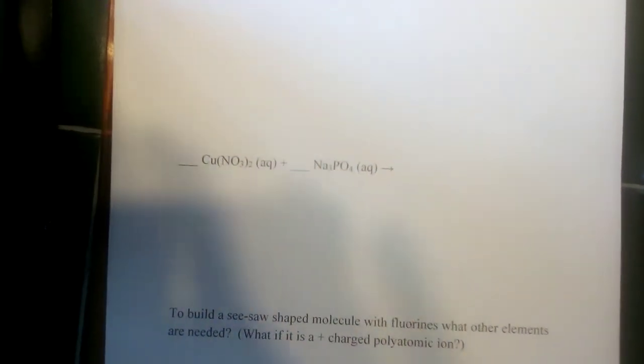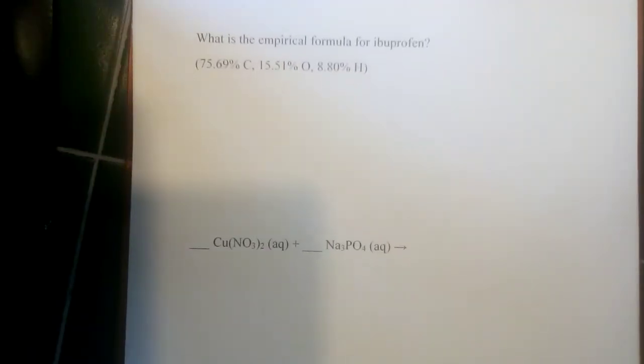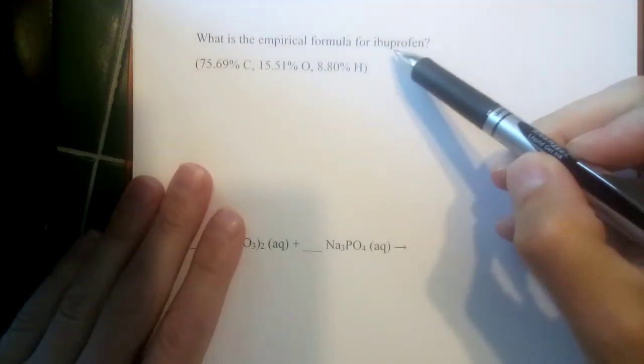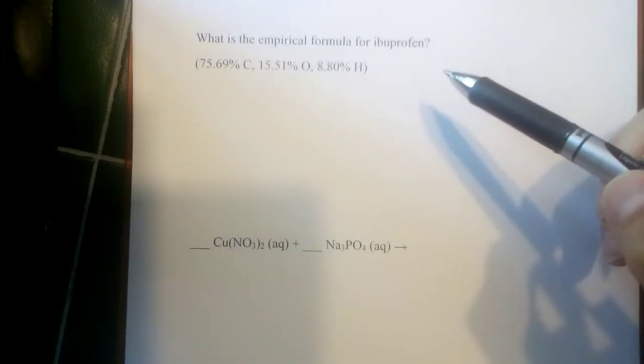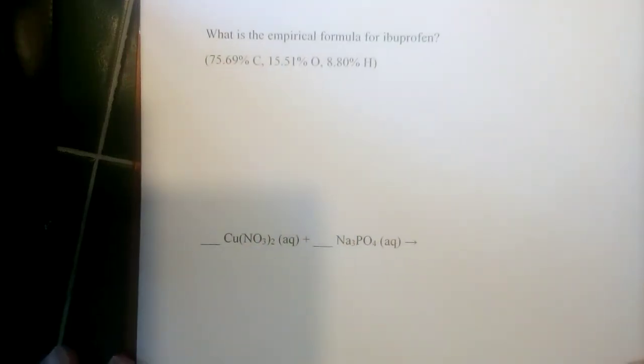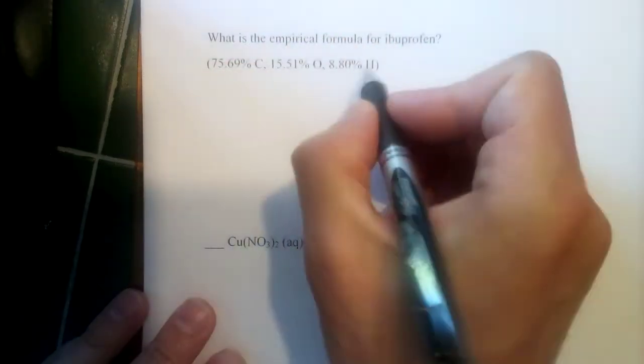Okay, sliding over to page 2 here of our review. For the final exam, we have a problem where we're asked to determine the empirical formula for ibuprofen, and we're given mass percents of the component elements, carbon, oxygen, and hydrogen. So what we want to do here is take the mass information and turn it into moles. So I'm just going to take those percentages and change them into mass.